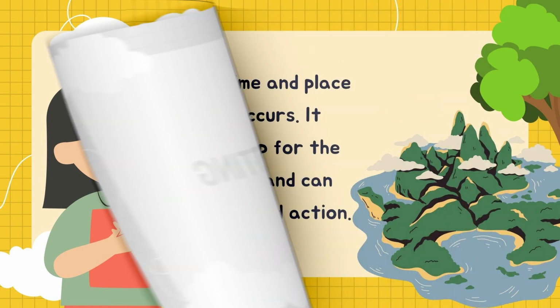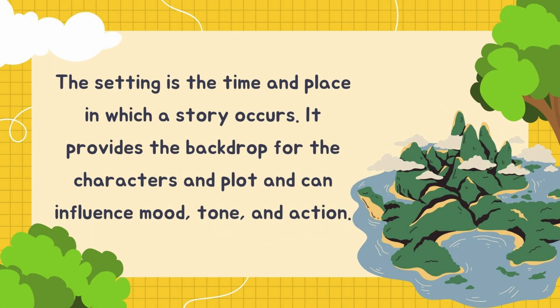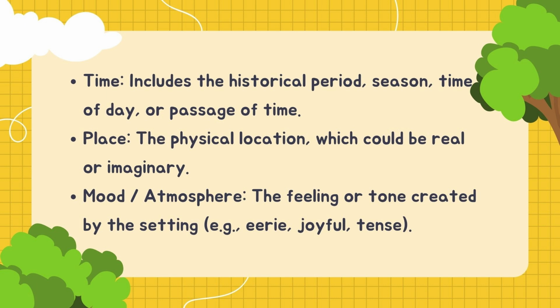2. Setting. The setting is the time and place in which a story occurs. It provides the backdrop for the characters and plot and can influence mood, tone, and action. Time includes the historical period, season, time of day, or passage of time. Place, the physical location, which could be real or imaginary.